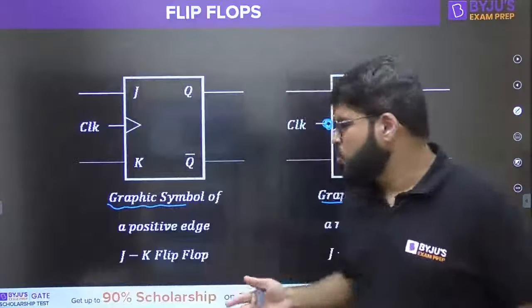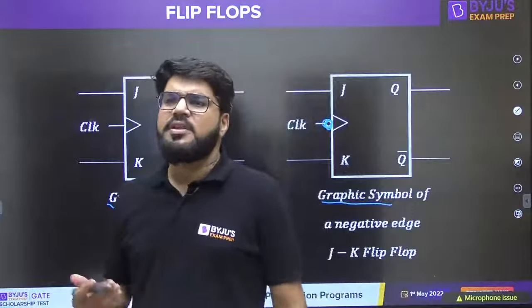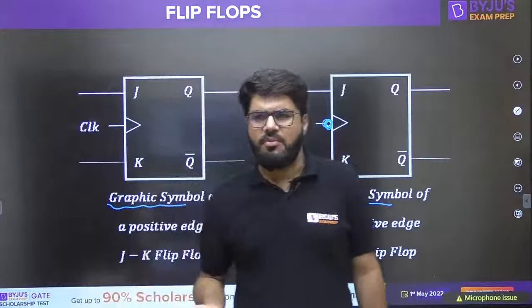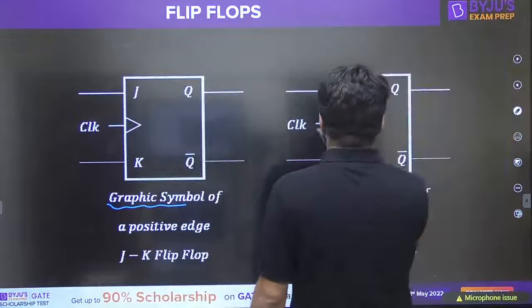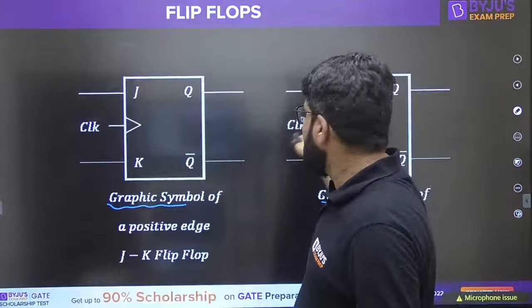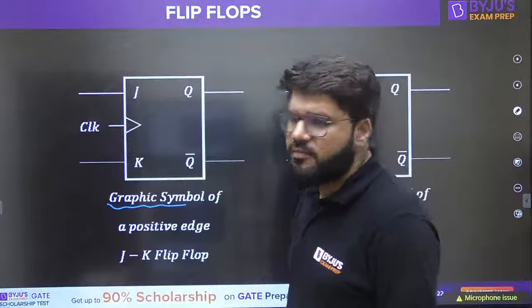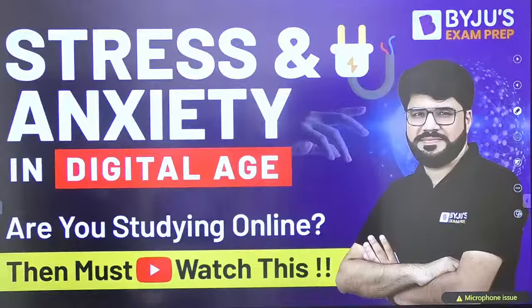For your reference, I have just shown you the JK flip-flop graphic symbol, but the same we can design for the T flip-flop, D flip-flop, SR flip-flop. So a simple triangle would represent a positive edge triggered flip-flop. A triangle with a bubble would represent a negative edge triggered flip-flop. Right, this is the graphic symbol.